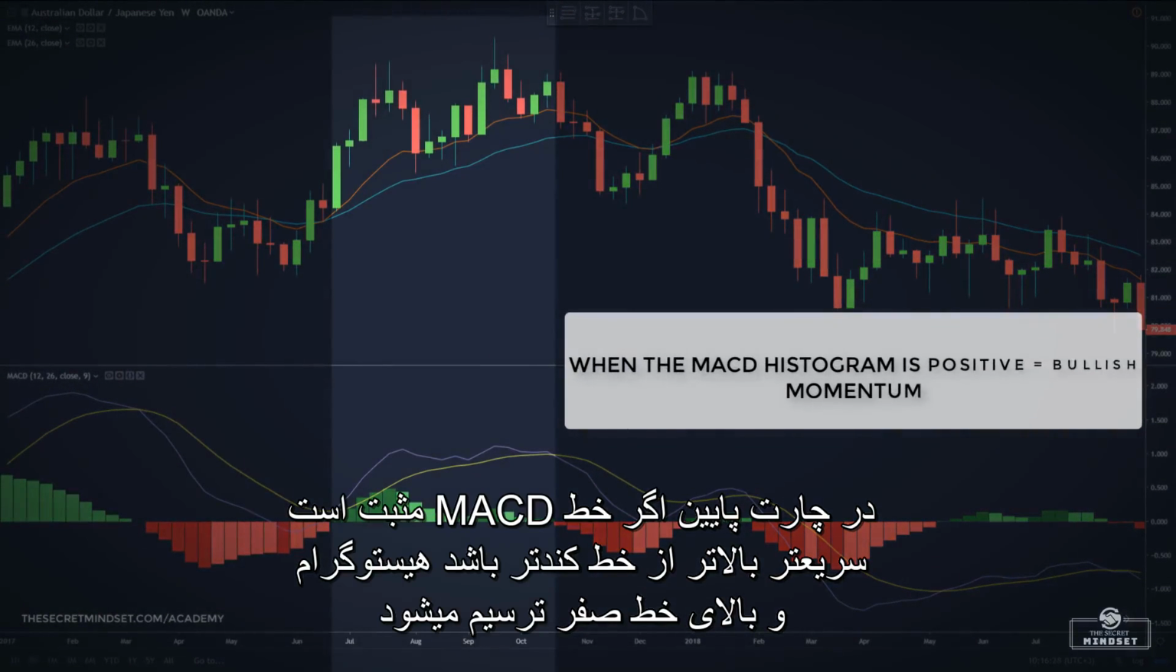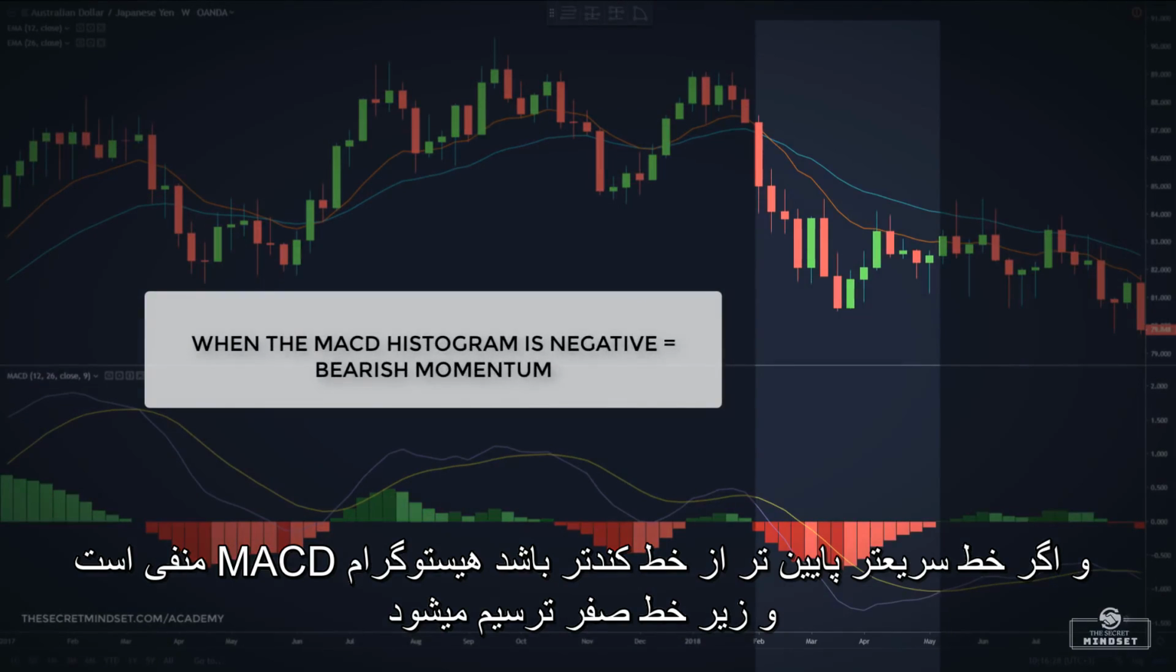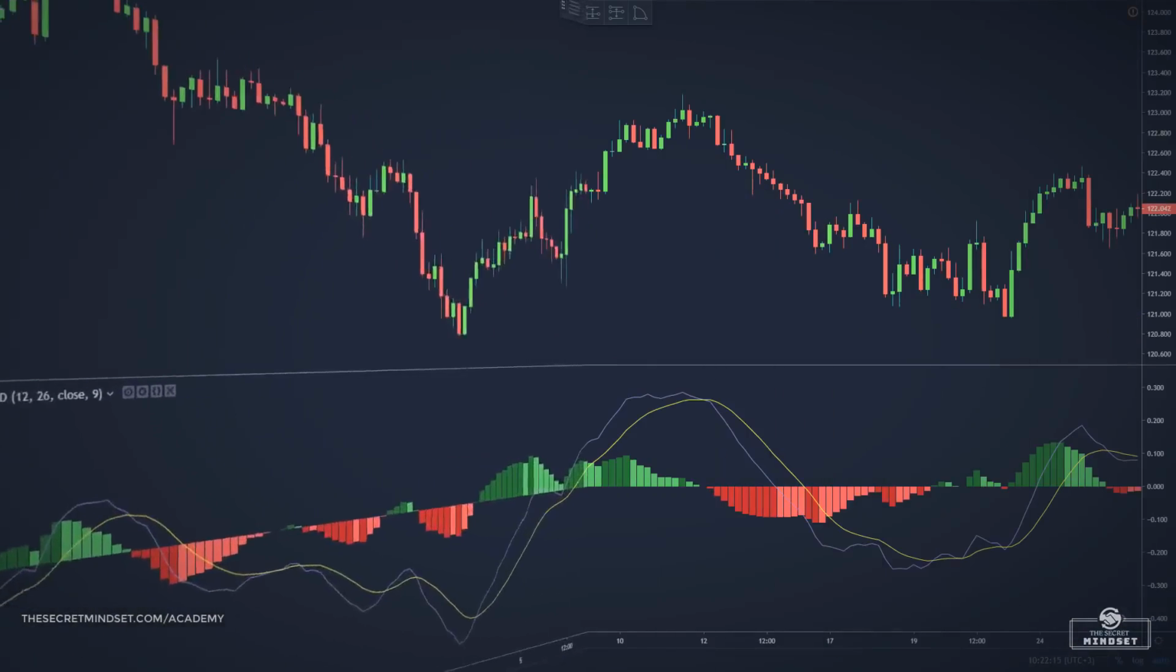If the fast line is above the slow line, the MACD histogram is positive and plotted above the zero line, suggesting a bullish bias. On the other hand, if the fast line is below the slow line, the MACD histogram is negative and plotted below the zero line, indicating a bearish momentum.